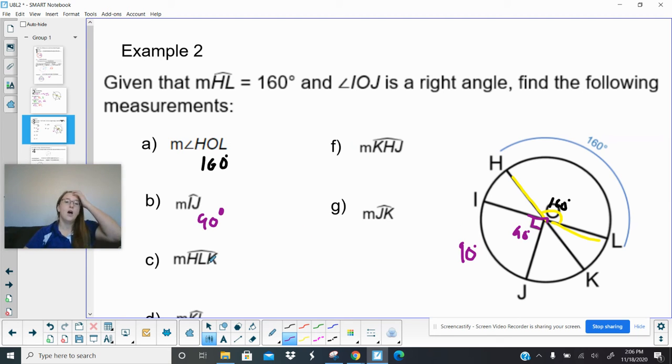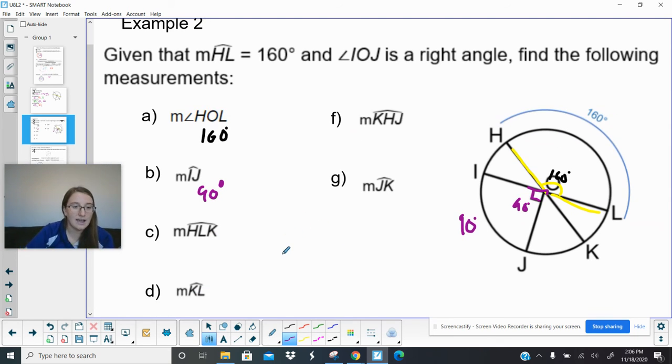There we go. Okay, letter C, once again, we want to drill this in. Am I trying to find the measure of an angle or an arc? This is an arc. That's an arc symbol. So I'm going to highlight that in my picture. HLK. H to L to K. So that's what I'm trying to find. Now this is a little bit confusing because I know what this is. All of this here is 160, but I don't know what this little piece is. So I need to have some other piece of information to help me figure this out.